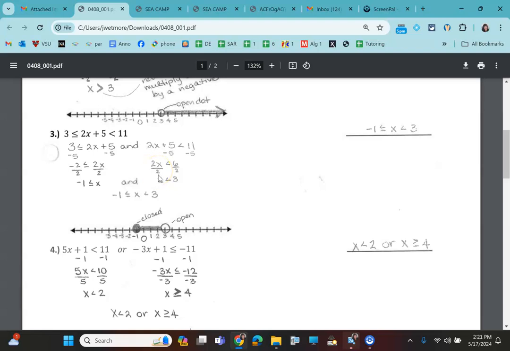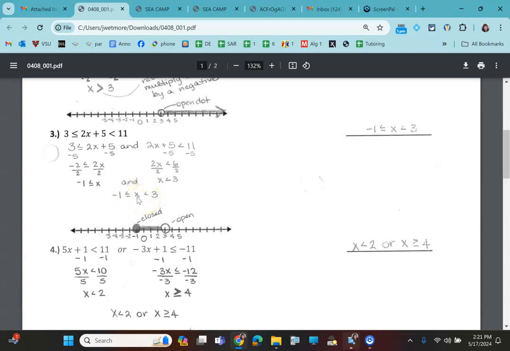To get rid of multiplying by 2, we'll divide both sides by 2, and x is less than 3. So my answer is negative 1 is less than or equal to x, and at the same time, x is less than 3. So we can combine that into one inequality, negative 1 is less than or equal to x, and less than 3.